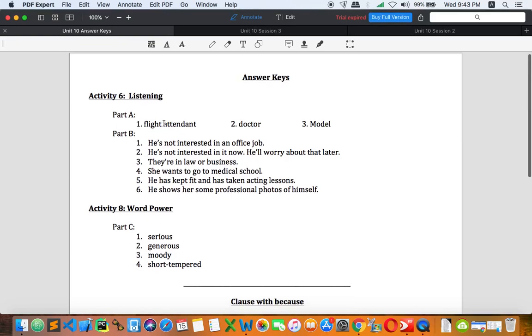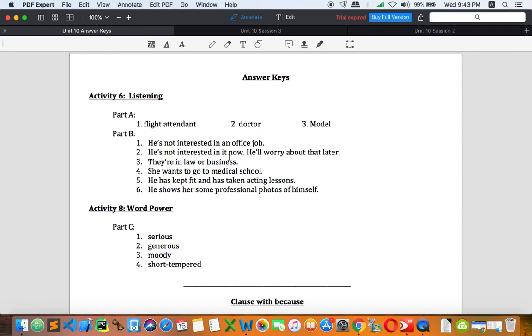If you take a look at activity number 6, part A, the first one is flight attendant, number 2 is doctor, number 3 is model. And in part B there are 6 questions, and here are the 6 answers.